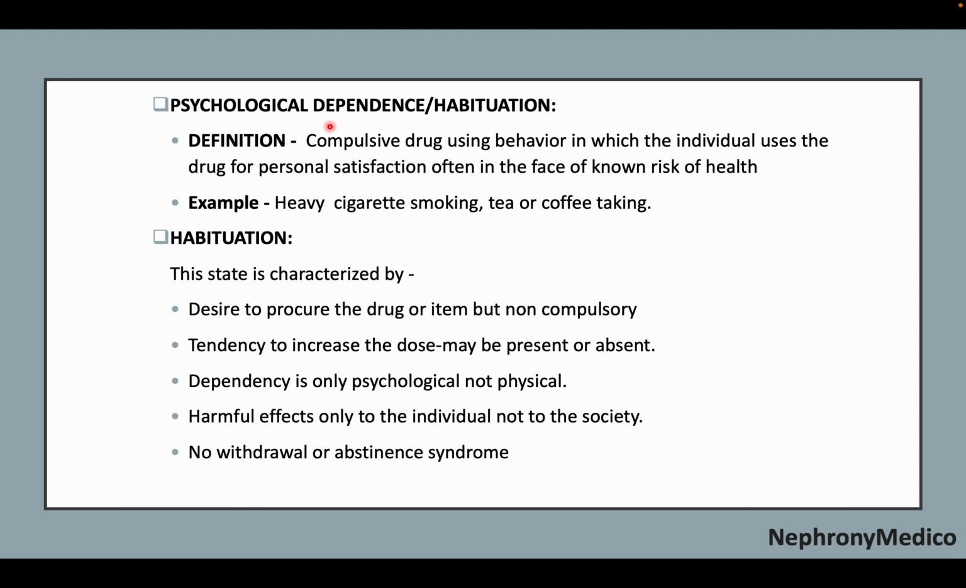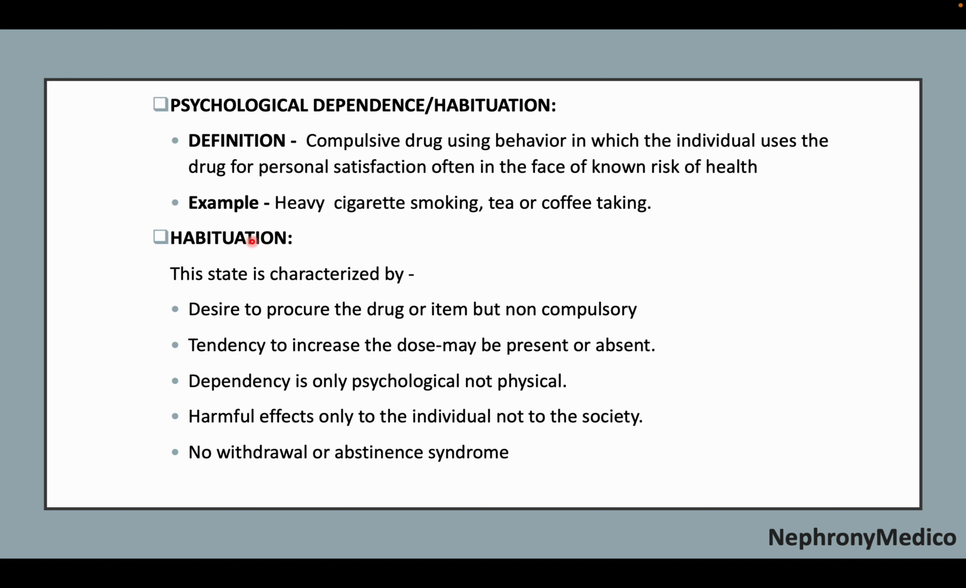Now, psychological dependence or habituation. Its definition states that it is a compulsive drug using behavior in which the individual uses the drug for personal satisfaction, often in the face of known risks to health. Examples include heavy cigarette smoking, and tea or coffee taking.